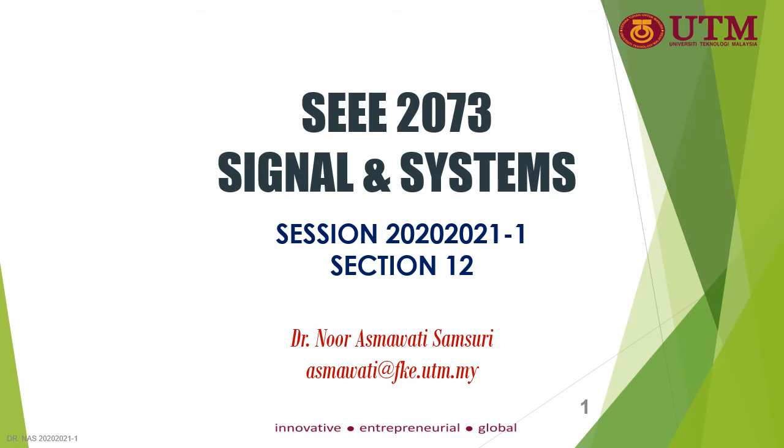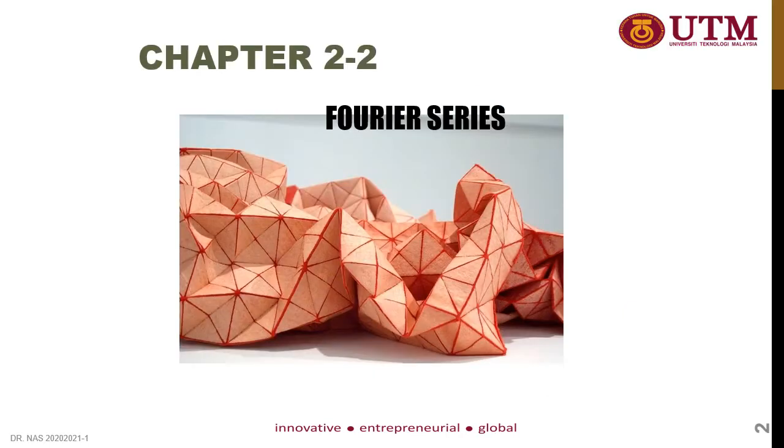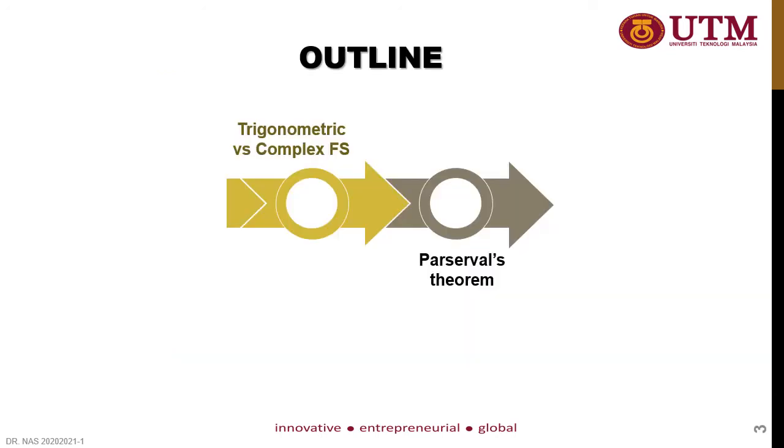Let's continue the second topic of the second chapter on Fourier series. So the outline for this second topic is the trigonometric form versus the complex exponential Fourier series, and the second part is Parseval's theorem.